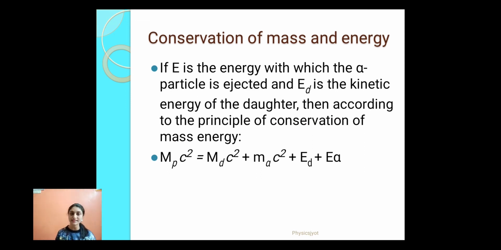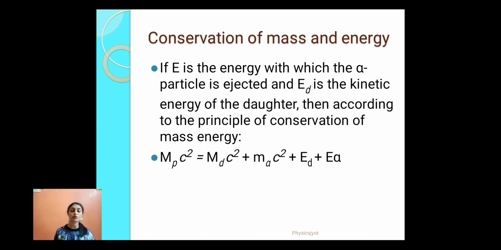So if E is the energy with which the alpha particle is ejected and E_D is the kinetic energy of the daughter, then according to the principle of conservation of mass and energy, we have this expression. Now how are we getting this expression? We know that total energy is the sum of rest mass energy and kinetic energy. On the LHS, we have the parent, so rest mass energy of the parent plus its kinetic energy.